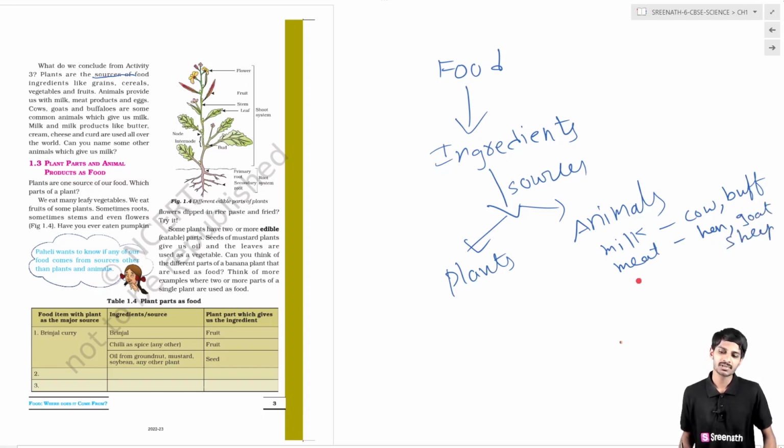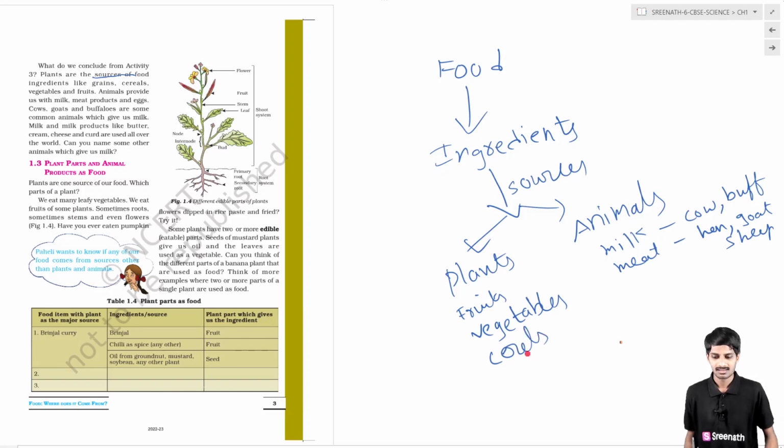Milk, meat, chicken from hens. Like that we are getting animal products. What are the plant products? We are getting fruits from different plants, vegetables from different plants, and cereals, wheat and rice from different plants. So this is about the ingredients and their sources.